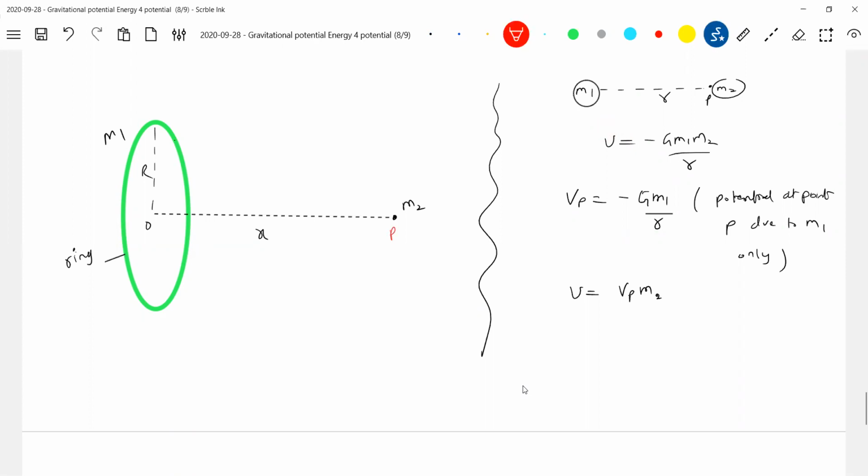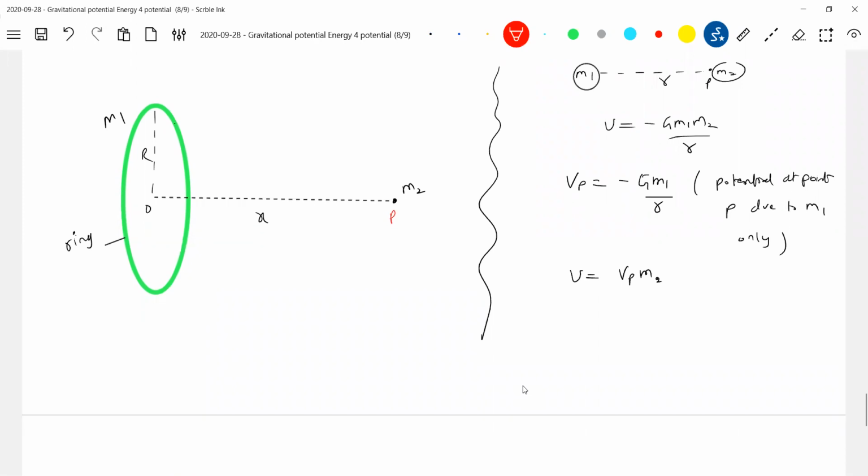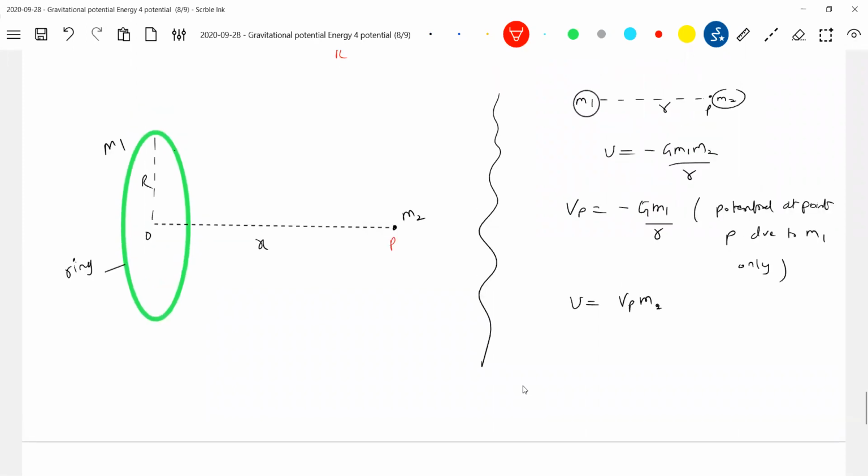So what shall I do now? For the interaction potential, I'll assume that the particle is present in the field of the ring. Then what is the formula you're going to write? Interaction potential between the ring and particle is equal to potential at point P into the point mass kept there. Do we know the potential at point P? Just now we derived it. What is the formula? G m1 by root of r square plus x square.